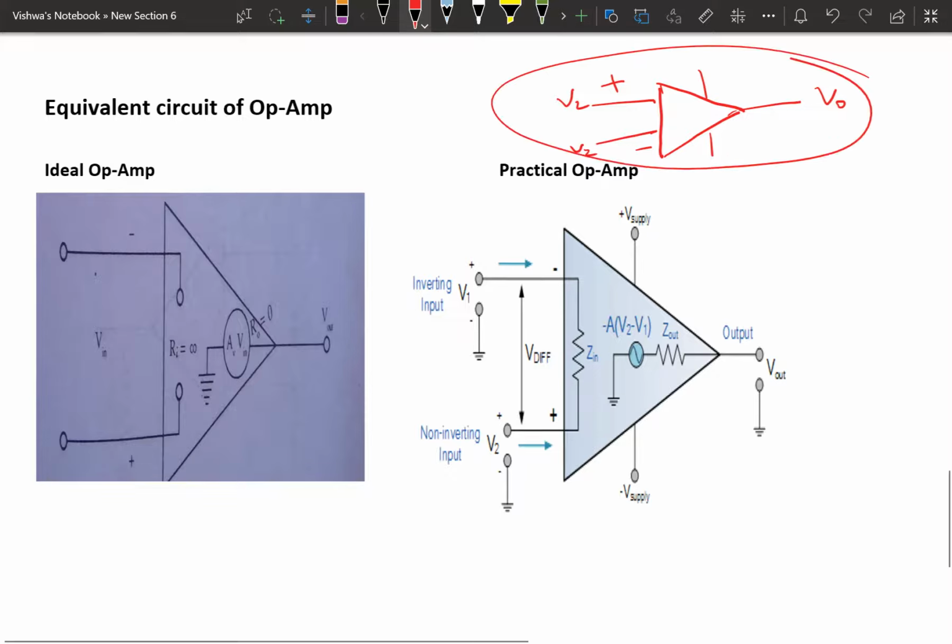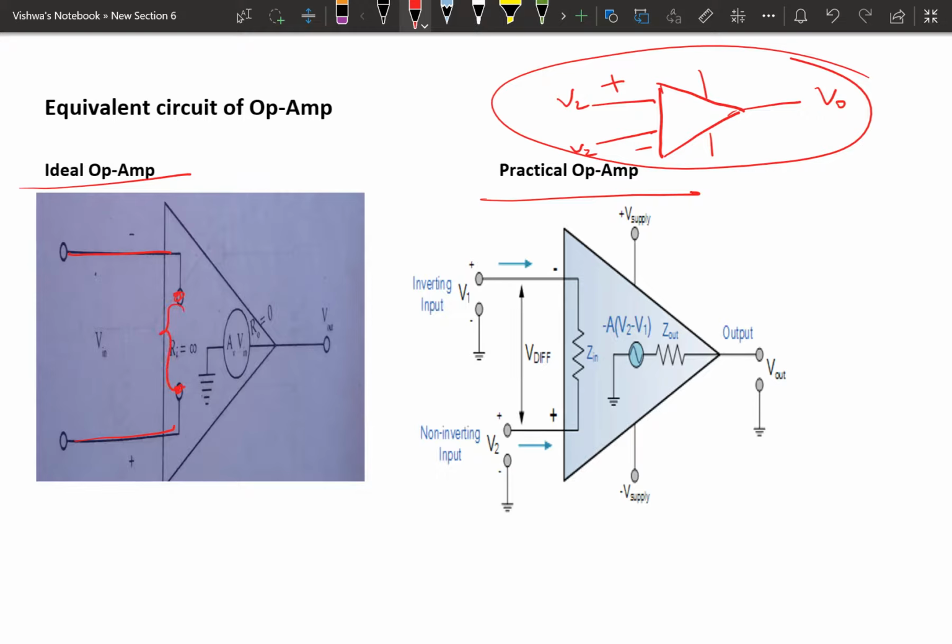But what is the equivalent circuit of the op amp? Here two circuits are represented: one is the ideal op amp and the other is the practical op amp. In the ideal op amp, we studied the characteristics. One of the characteristics is that the input resistance is infinite and the output resistance is zero. Input resistance is infinite. For that, here we are representing two input terminals. Here there is a break, there is no connection between them. That indicates there is infinite input resistance.